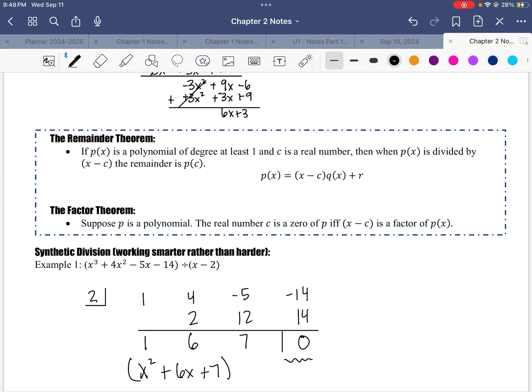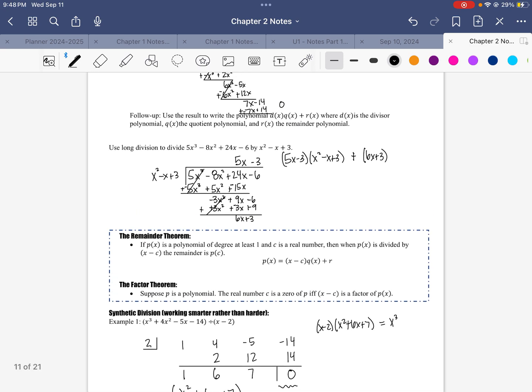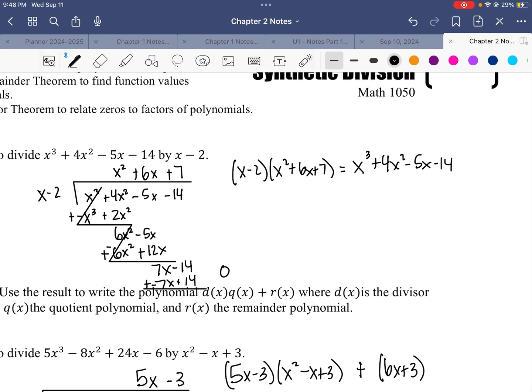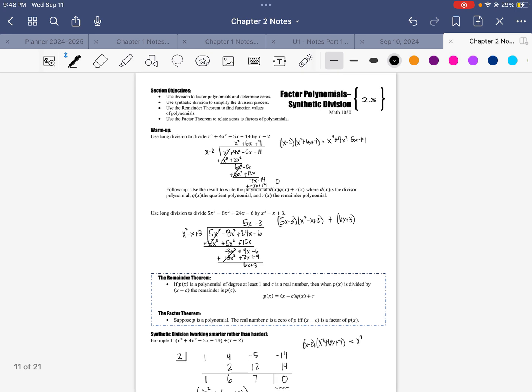That's what 167 means. Okay? So what we are saying then is that x minus 2 multiplied by x squared plus 6x plus 7 equals the polynomial that we started with. And I hope you'll notice that's the exact same thing we got above. Okay? So you might notice, where does this one even come from? Where does this one come from? Well, it comes from this, essentially. Okay? That's the result there.